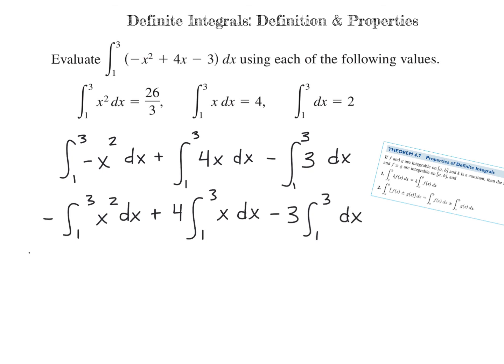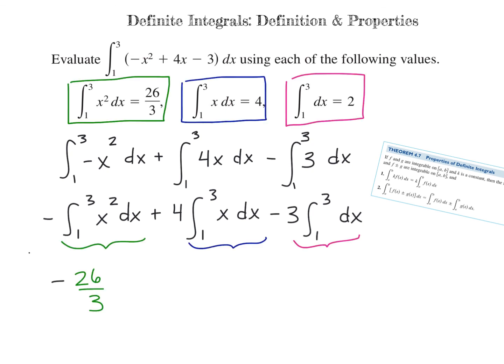Now the reason that this is important is because look at the information that we're given. We are given what this equals right here, the definite integral from 1 to 3 of x squared dx. That's what we have here now that the negative's out front. Same with right here. We know the definite integral from 1 to 3 of x dx is 4. And that's what we have right here after pulling the 4 out front. Same idea here. So let's replace things with what we know.